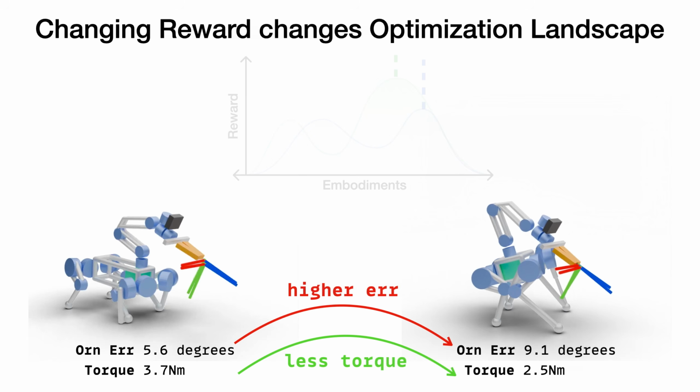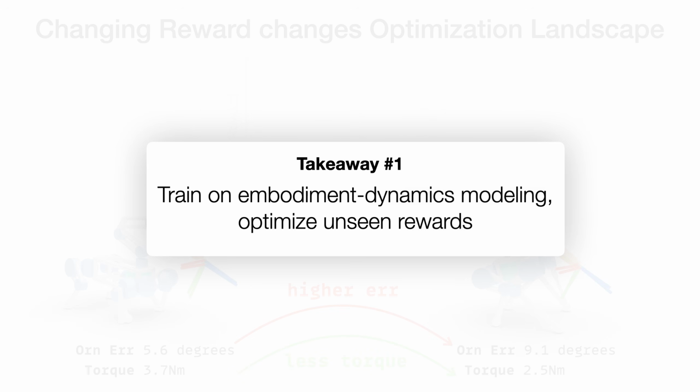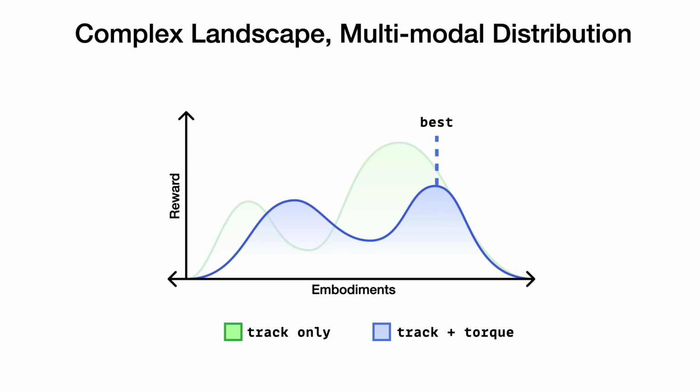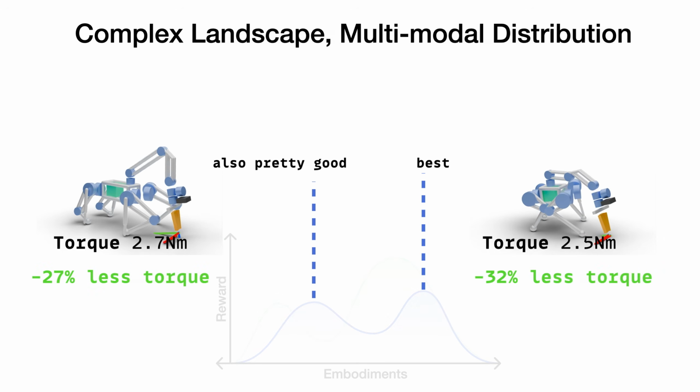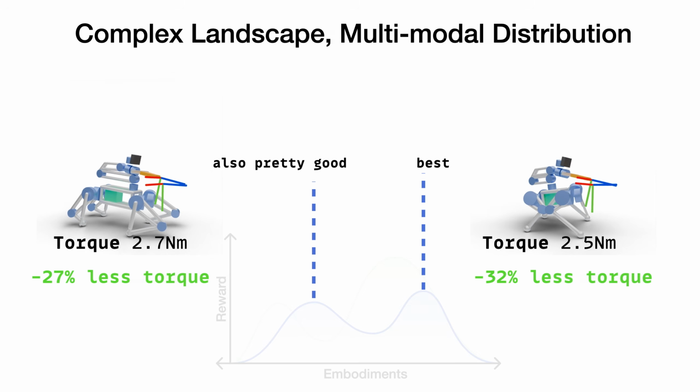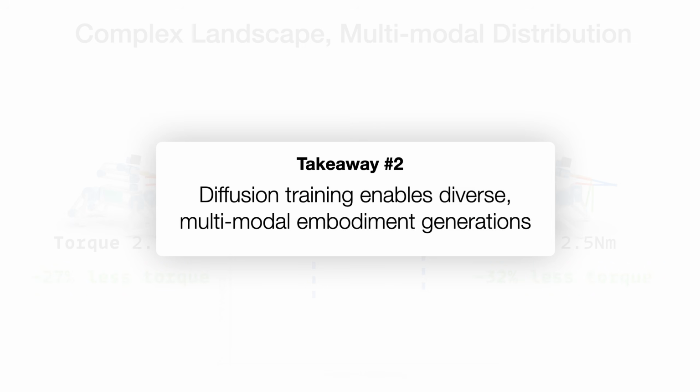And our model is able to make this trade-off, demonstrating that after you train on embodiment dynamics modeling, you can optimize unseen reward functions. In other words, the model can zero-shot optimize rewards. Now, back to this landscape. You'll notice how there are actually multiple peaks. These complex landscapes are common in robot co-design problems. And despite this challenge, our model is able to generate high reward designs from different peaks. This is because the model's diffusion training enables diverse, multimodal embodiment generations at test time.